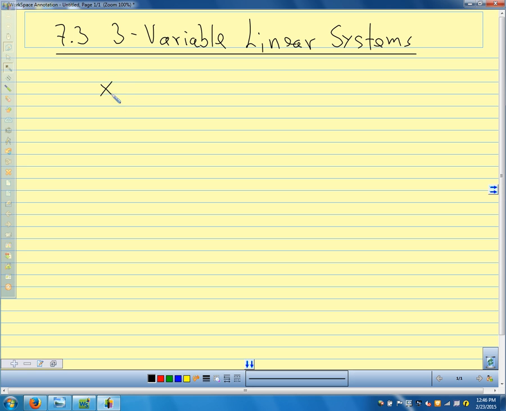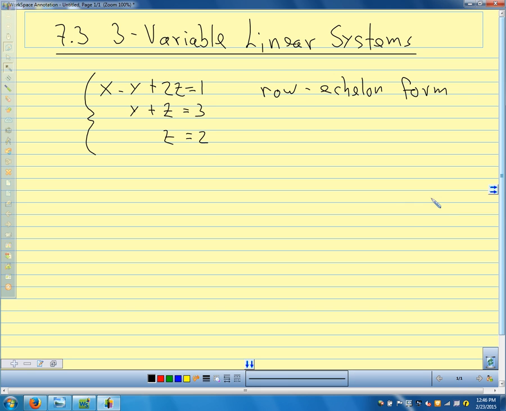So I'll just write an example up here. x minus y plus 2z equals 1. y plus z equals 3. And z equals 2. When we have our system of equations written in a form like this, where we have all three variables in the first equation, two variables in the second equation, and only one in the third equation, we call this row echelon form. And that's our goal, to get our system of equations into row echelon form.